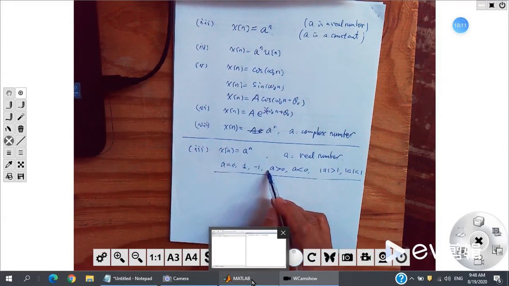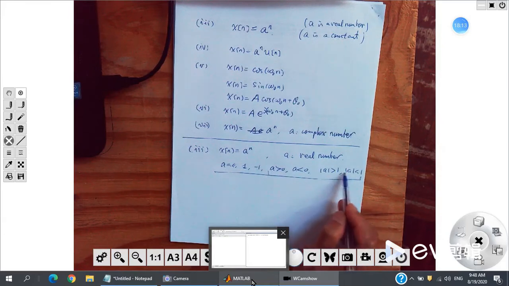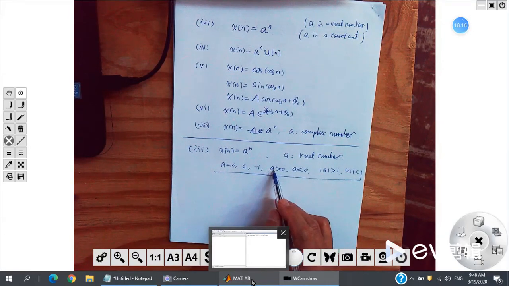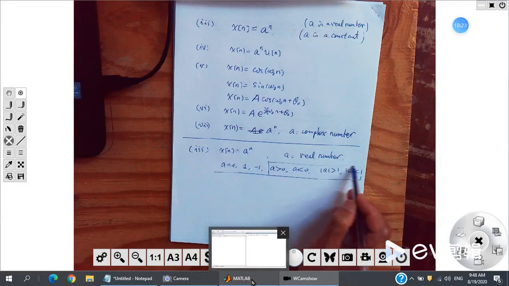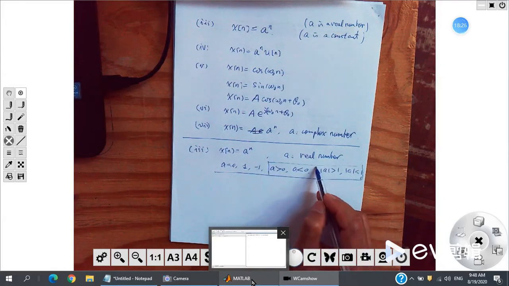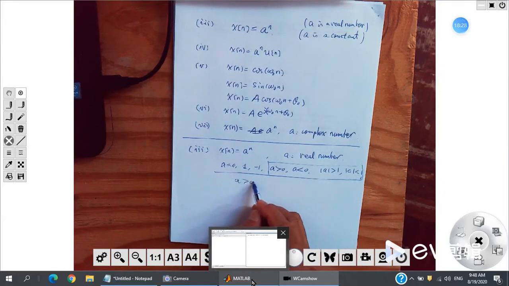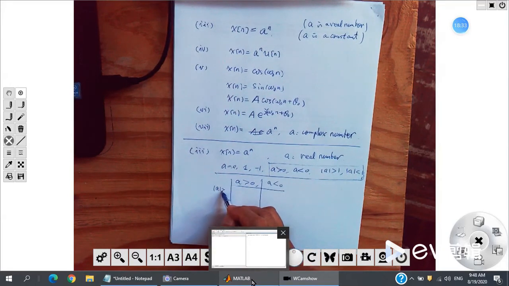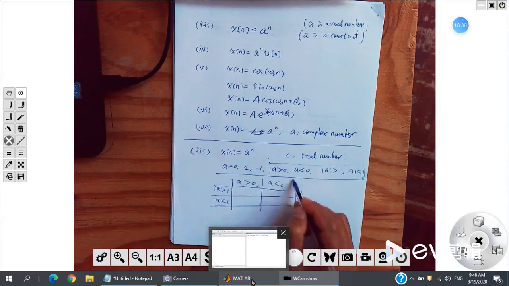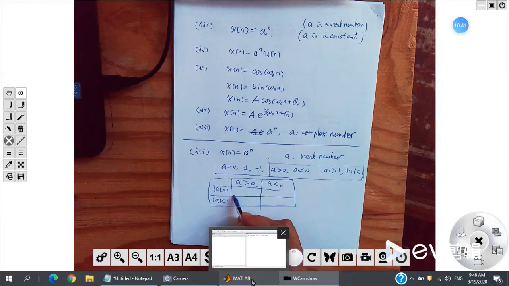Then we consider positive A and negative A, and absolute value of A larger than 1 or smaller than 1. So actually here we have four cases: A positive, A negative, absolute value of A larger than 1, and absolute value of A smaller than 1. Now let's look at these four cases. Go to MATLAB.